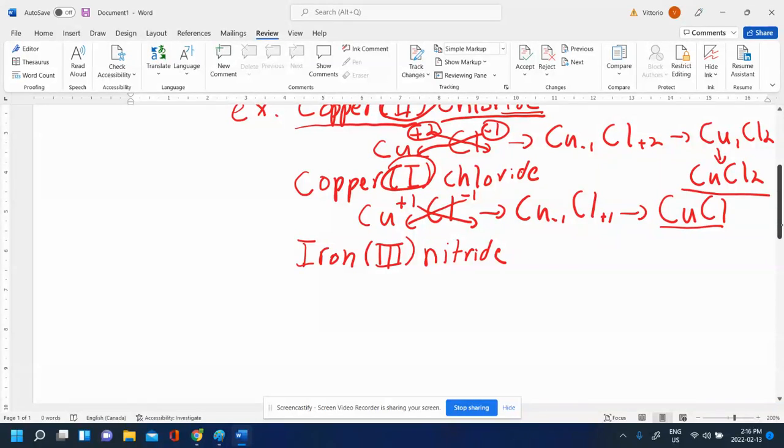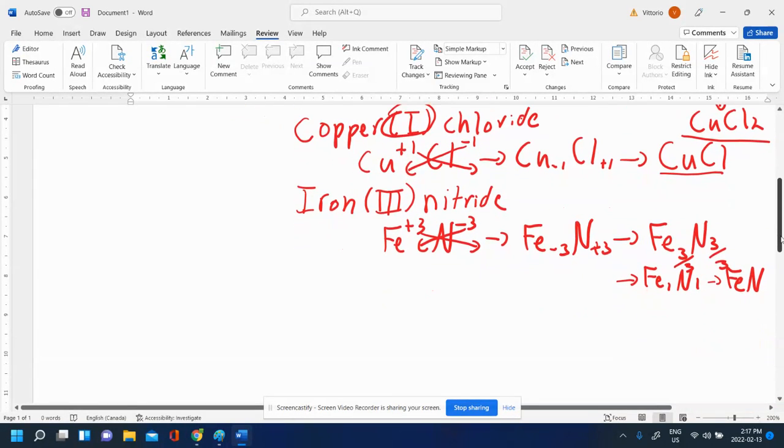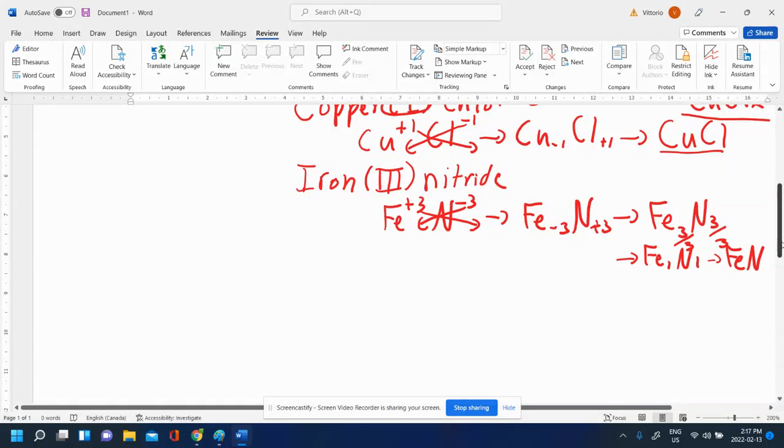Again, it's nice and easy because we're told the charge of iron. It's Fe3, so +3. Nitride is in group 15, so it's negative 3. Crisscross, and you get Fe -3, N +3. Then you need to remove the charges, the signs, so Fe3N3. Notice 3 and 3 can be reduced by dividing by 3, and you get Fe1N1, but you don't need the 1s there anymore, so you simply get FeN. So you reduce just as you normally would for the binary ionic compounds or even ternary ionic compounds.